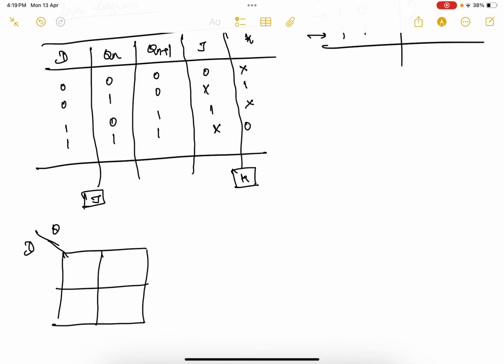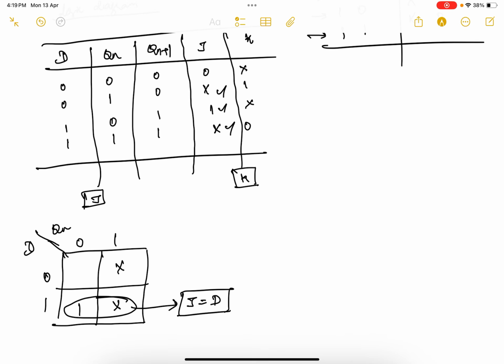One of the inputs is D, the other input is Qn. This can be either 0 or 1, and this can also be either 0 or 1. So now we got the output in 3 locations. For 0 1, that is D is 0 and Qn is 1, the output will be X. And D is 1, Qn is 0, you'll have your output as 1. D is 1 and Qn is also 1, my output will be X. So this can be combined, and this output is nothing but D. So J is nothing but D.